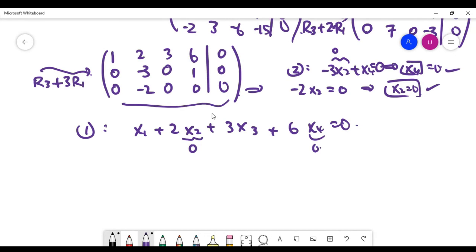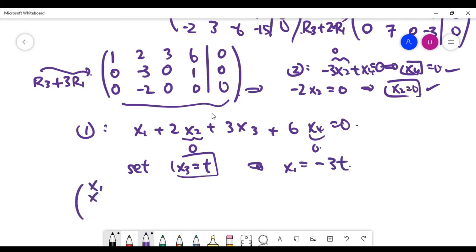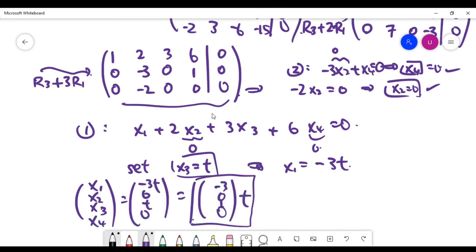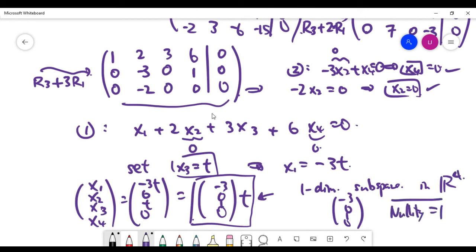So basically you have two variables left in one single equation, which means I can set the variable x3 to be t, and in that case x1 can be written as minus 3t, and all the solutions can be written like this. Because you use only one free parameter to describe all the solutions, it's basically a one-dimensional subspace with a basis vector like this in R4, right? Anyway, it means the nullity is 1. Because our solution space requires one parameter to write all the solutions down, the dimension of the null space is 1.